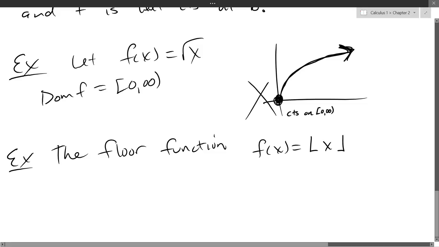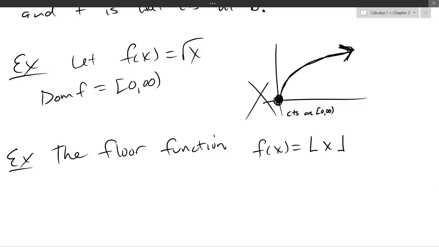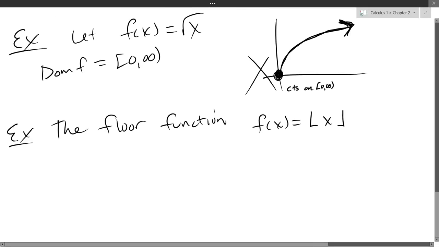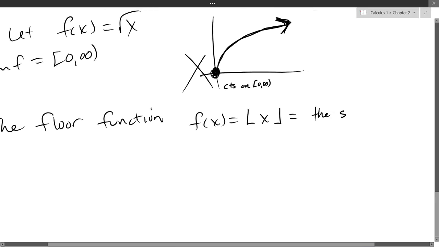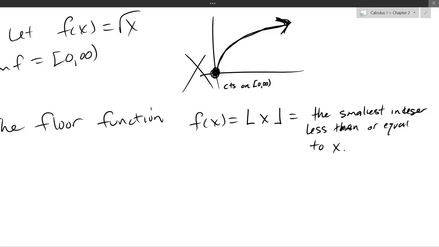Most places I've seen this written, it looks like square brackets, except the top pieces are missing. So it kind of looks like an L and a backwards L. This is the floor function, and it is defined to be the smallest integer that is less than or equal to x.